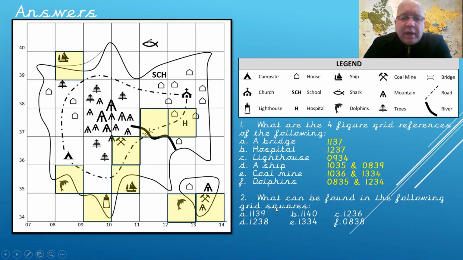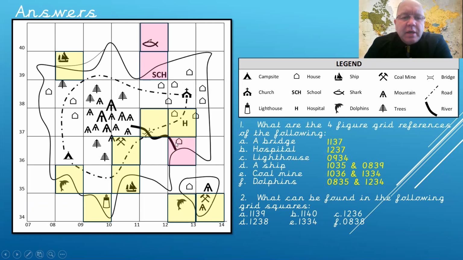The second one asks what can be found in the following grids. So we'll find the grids, we'll find the squares, and then we'll see what we can find inside those squares. So A is 1139, which is there. 1139, SCH, so we've got the school. So there's a school in there. 1140 for B is just above it, and that's where the shark is. So we've got a shark in 1140.